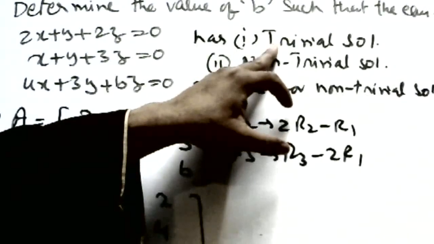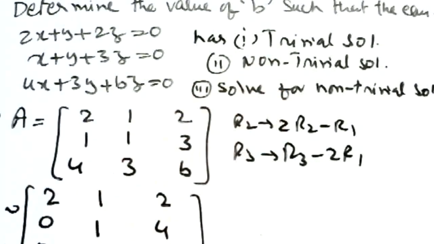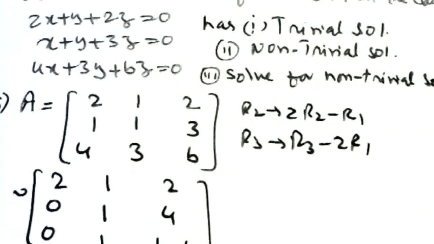First one, trivial solution means x, y, z all 0. That is possible if rank of A equals n. Non-trivial solution is infinite solutions, for which we must have rank of A less than n. Next one is also solve for the non-trivial solution.